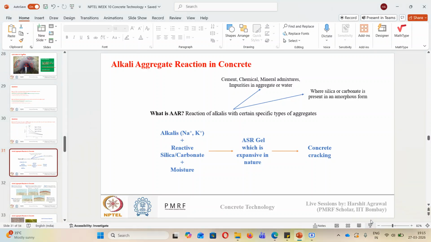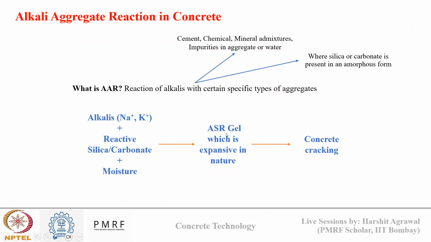Now, the next is alkali aggregate reaction. Okay, so after acid attack, we come to alkali aggregate reaction. Now, what is this alkali aggregate reaction? This is basically reaction of alkalis with a certain type of aggregate. Now alkali here comes from the cement, the chemical, the mineral admixture, or the impurities in concrete.